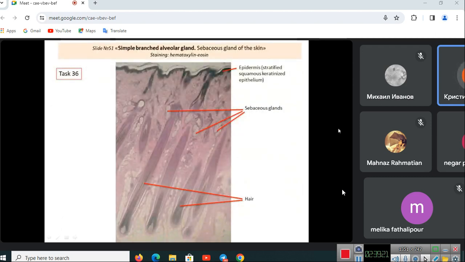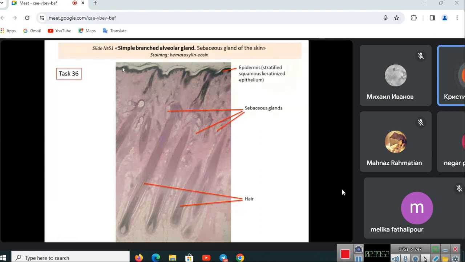Next preparation is simple branched alveolar gland, the sebaceous gland of the skin. So this preparation is the section of the thin skin containing hair. So these are hair, which we see here. This is the surface of epithelium. This is epidermis, which contains stratified squamous keratinized epithelium.